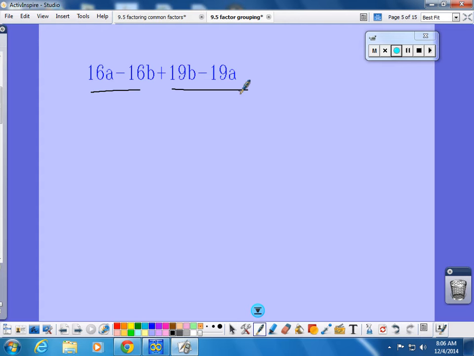So if I'm factoring out a common factor with just these two, I've grouped these and I've grouped those. So what would be common here? The 16. If I factor a 16 out of here, that leaves me with an A. If I factor a 16 out of here, it leaves me with a B. What's common over here? 19. We're going to get messed up right here.